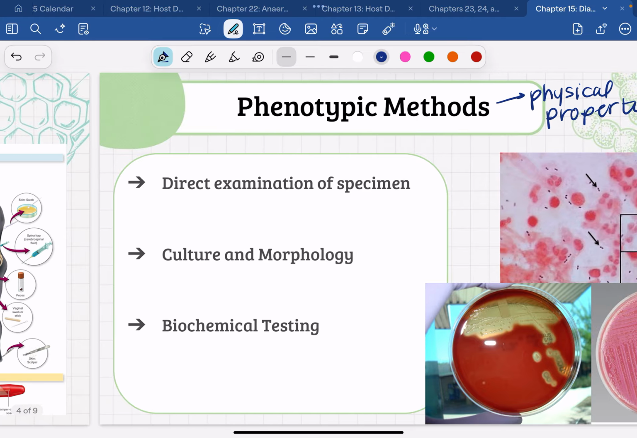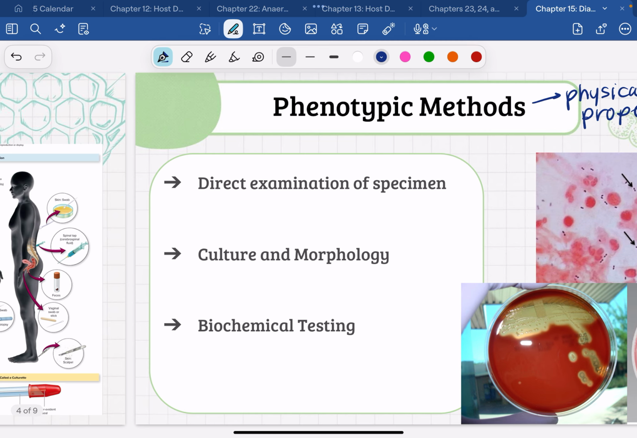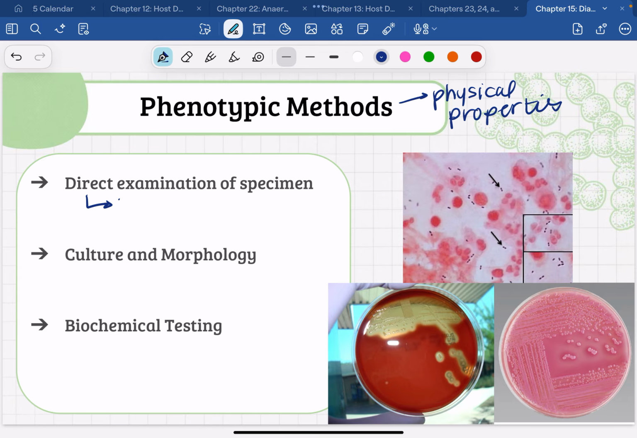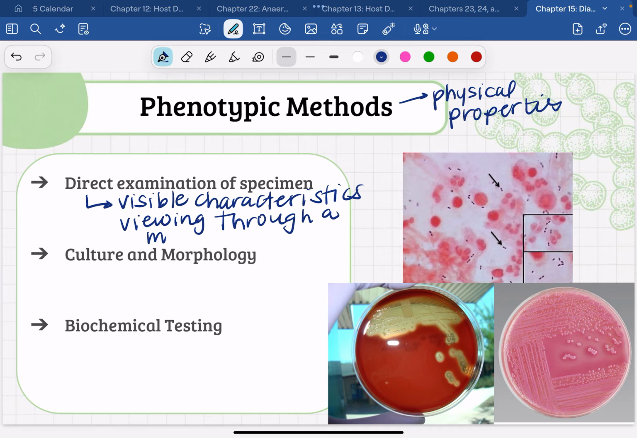So there's 3 kind of ways that we can do this. The first one is through direct examination of a specimen. And these are the visible characteristics. And this is usually done by viewing a specimen through a microscope, with or without the organism being stained.